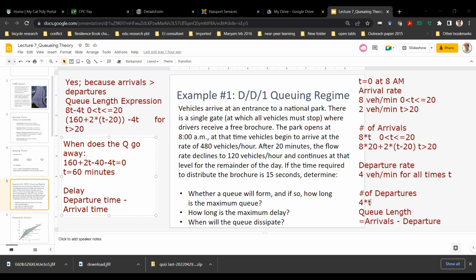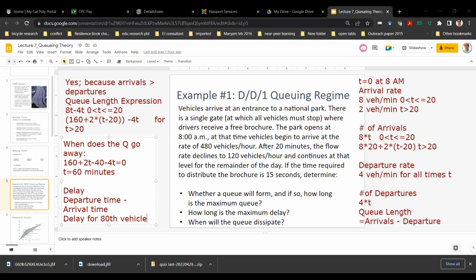So what time does the 80th vehicle leave? What time does the 80th vehicle leave the system? What's that? Yeah, because 4 times t is 80, t equal to 20. So before we do the max delay, can you give me the delay for the 80th vehicle? I'm just curious if we can derive this. A delay for the 80th vehicle. What's that? 10 minutes. Yeah, 10 minutes is the right answer.